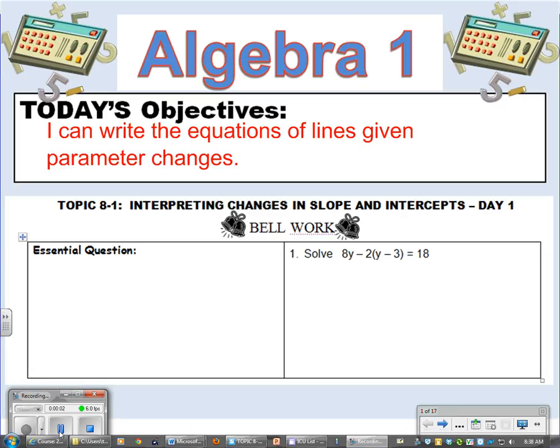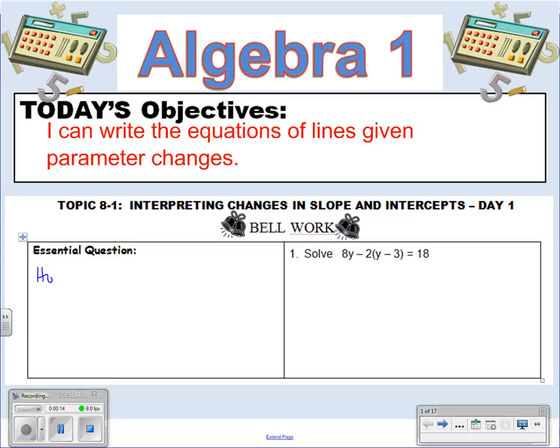This is topic 8-1, interpreting changes in slope and intercepts, day 1. Our objective is I can write the equations of lines giving parameter changes. So our essential question will be, how can I write equations of lines giving parameter changes? By the time we finish this topic, you should be able to answer that question.